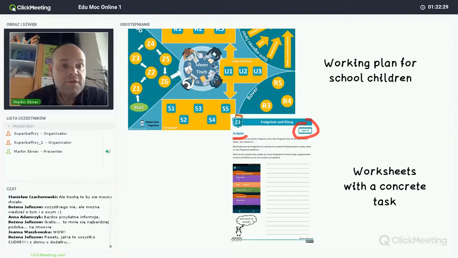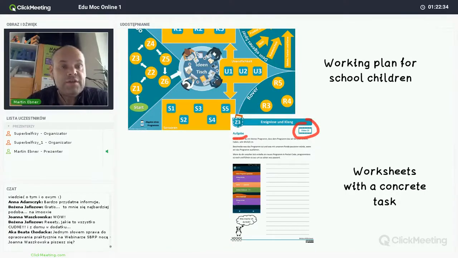But it's completely open. The children even watch the videos during the lesson at school with their mobile phones. Then they exchanged ideas and programmed together in groups, making all this stuff.